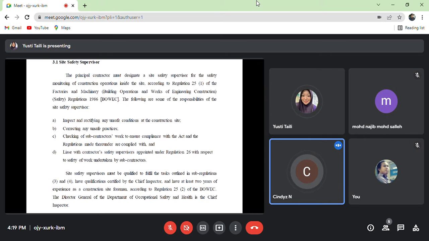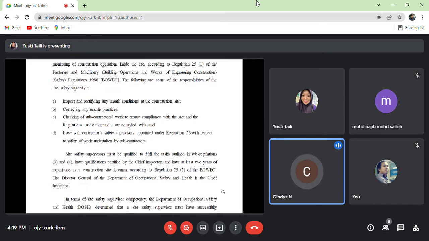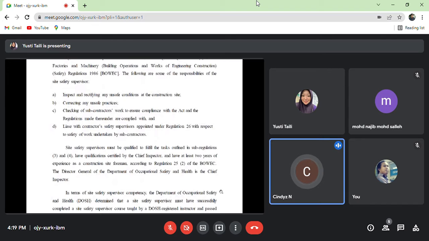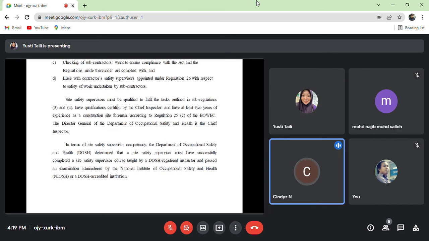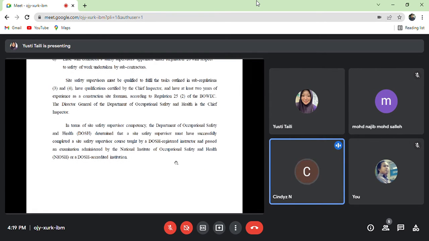Their responsibilities are to inspect and rectify any unsafe condition on the construction site, correct any unsafe practices, check subcontractors' work to ensure compliance with the Act and the regulations made thereunder, and liaise with contractor safety supervisors appointed under Regulation 26 with respect to the safety of work undertaken by subcontractors. The site safety supervisor should be qualified to fulfill all the tasks and must have completed the site safety supervisor course taught by DOSH, the Department of Occupational Safety and Health.